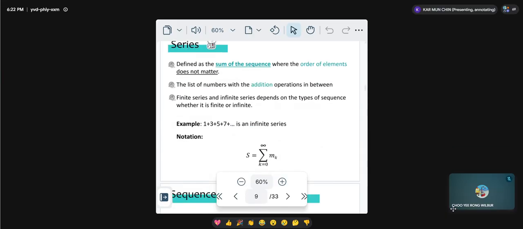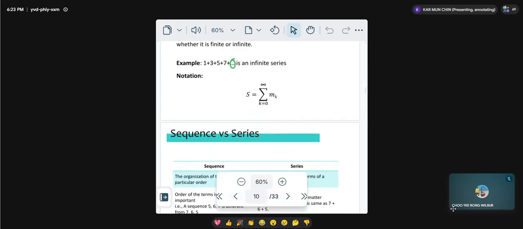Then we proceed to series. Let's define what a series is. A series is defined as the sum of a sequence, where the order of the elements does not matter. It is a list of numbers with addition operations in between. Finite or infinite series depends on the type of sequence. For example, 1 plus 3 plus 5 plus 7 and so on is an infinite series, because you don't know when it will stop.